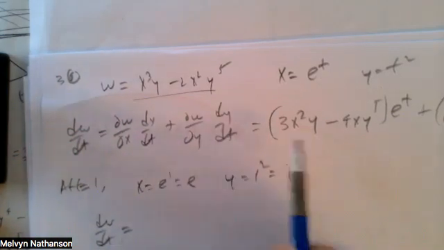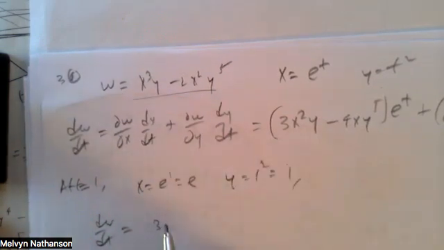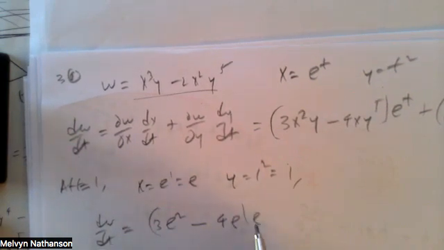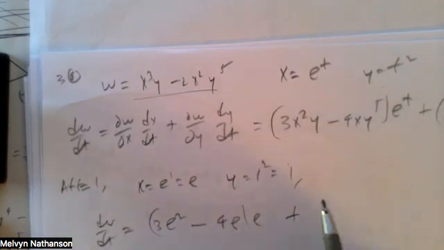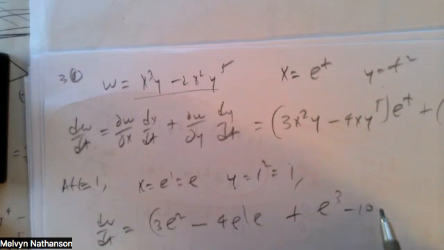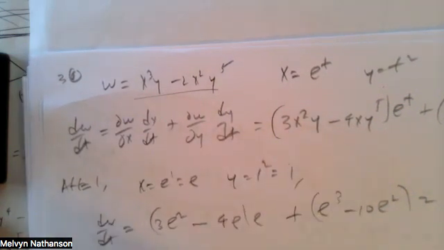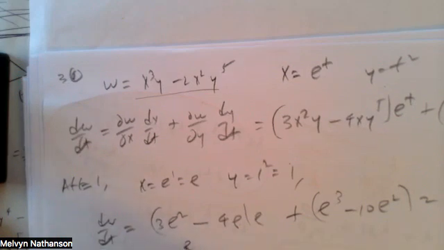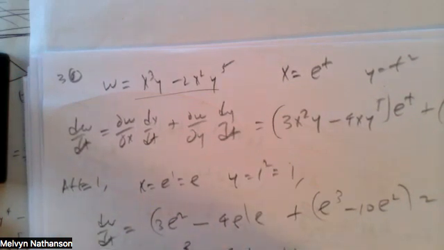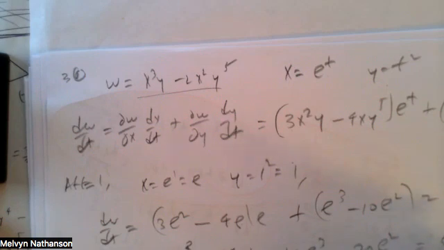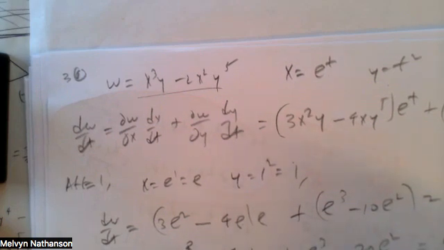dw dt is equal to 3 x squared y minus 4 x y to the fifth times e to the first power, plus x cubed is e cubed, minus 10 x squared, that's e squared, y, which is 1, times 2t, which is 2 times 1, which is 2. So we get 3e cubed minus 4e squared plus 2e cubed minus 20e squared, which is 5e cubed minus 24e squared.